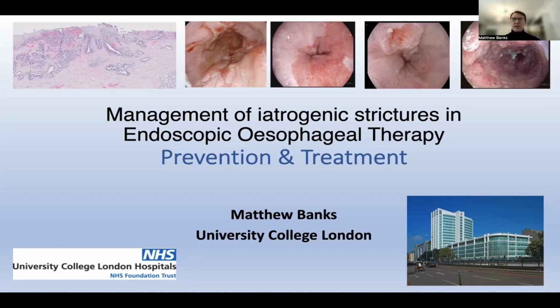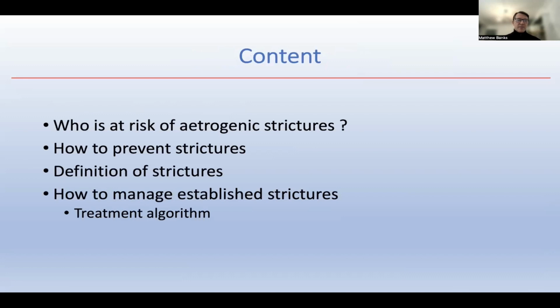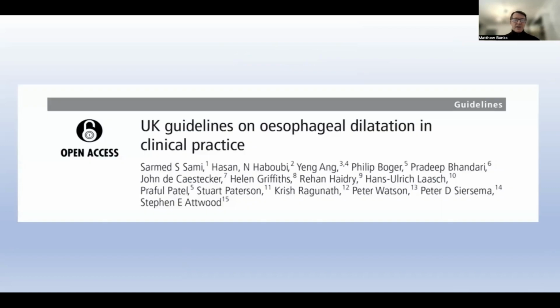Strictures in esophageal endoscopic therapy, both prevention and treatment. These are my declarations. I'll include those who are at risk of iatrogenic strictures, both after EMR, ESD, and radiofrequency ablation; how to prevent strictures in those at highest risk; definition of different types of strictures; and once established, what forms of therapy we can offer patients and how effective they are.